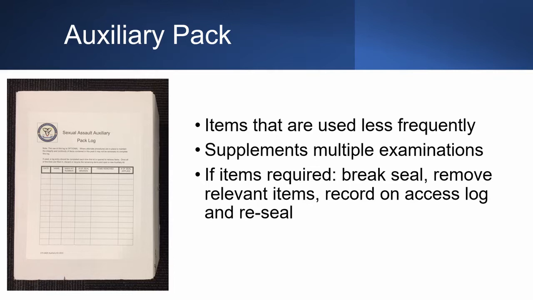The auxiliary pack is the larger of two boxes and contains items that are used less frequently. It is meant to supplement multiple examinations. If items are required, break the seal, remove the relevant items, record the access on the log on the top of the kit, and reseal.